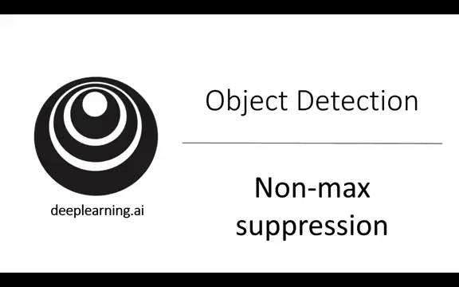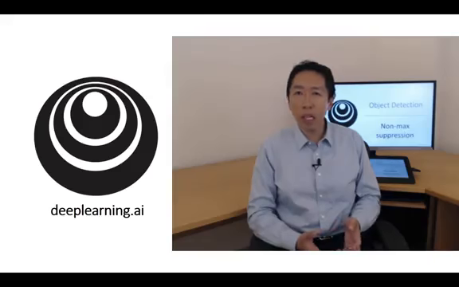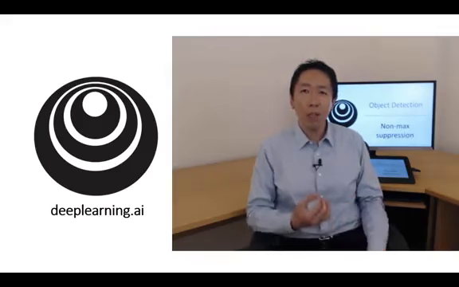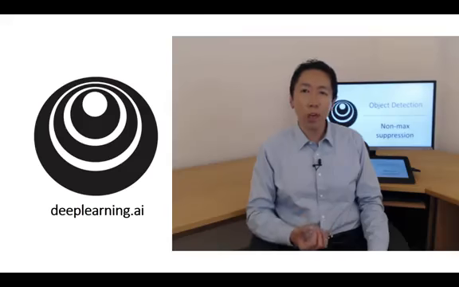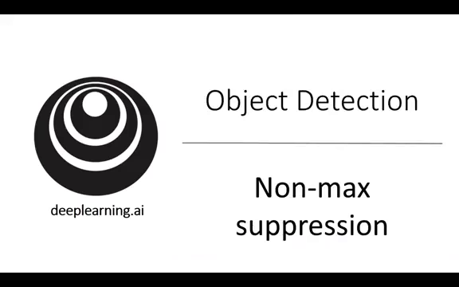One of the problems with object detection, as you've learned about it so far, is that your algorithm may find multiple detections of the same object. So rather than detecting an object just once, it might detect it multiple times. Non-max suppression is a way for you to make sure that your algorithm detects each object only once. Let's go through an example.